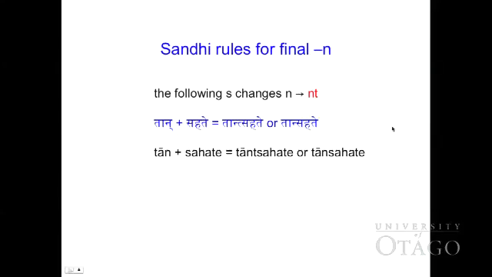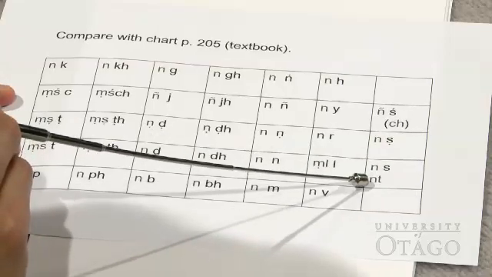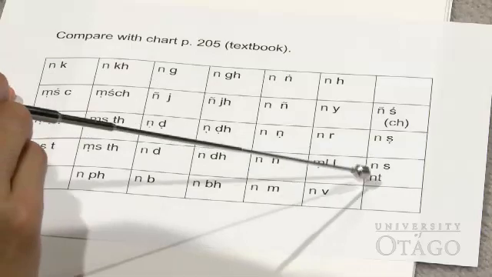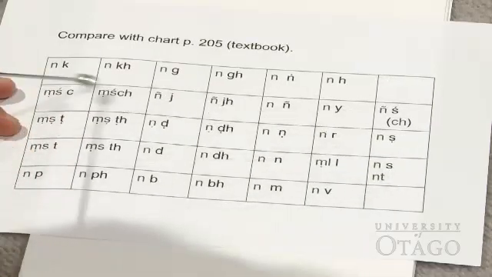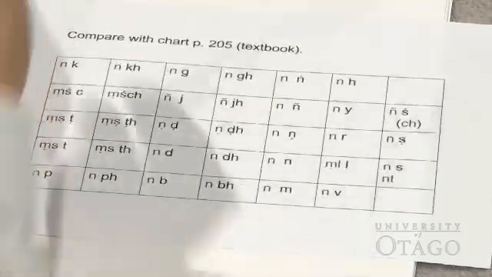Number 5, the following word, change N to NT. So it will be Tan Sahate will change to Tan Sahate or Tan Sahate. From the chart, this one will be N or NT. So this is rule number 5. 1, 2, 3, 4, and 5.